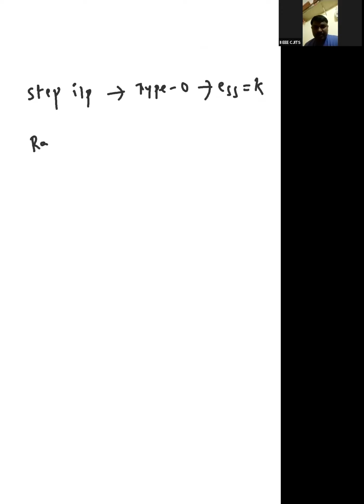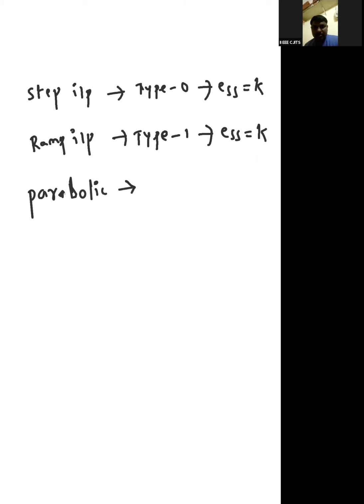For the ramp input, type 1, the steady state error will be calculated. We can get some constant k. So next here, parabolic, type 2, the steady state error will be calculated, some constant k.